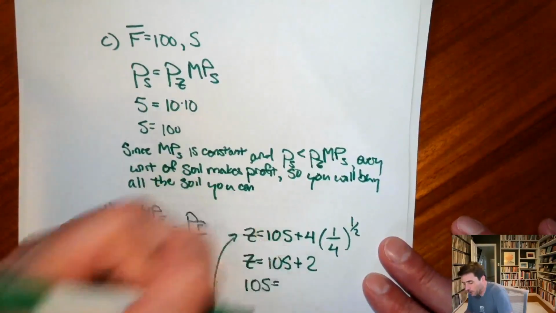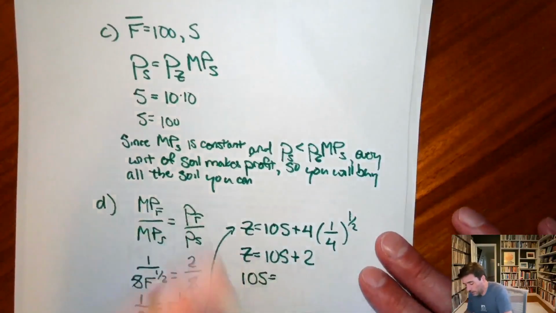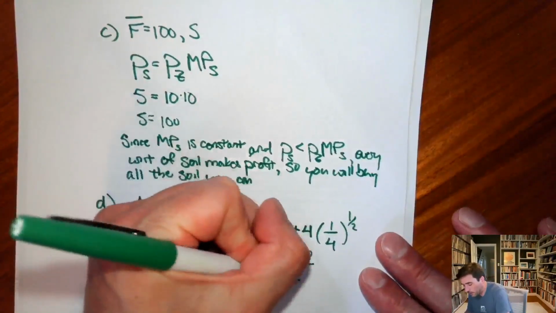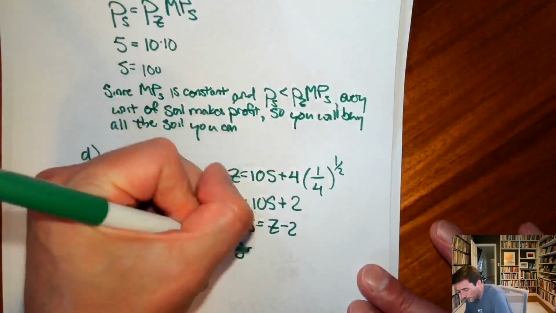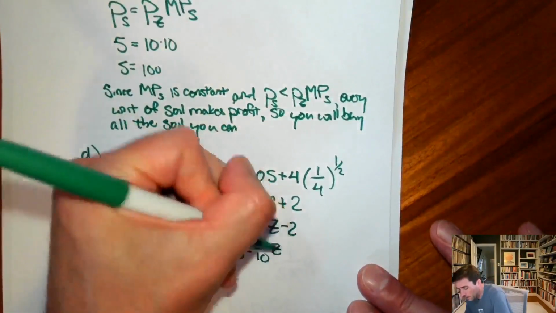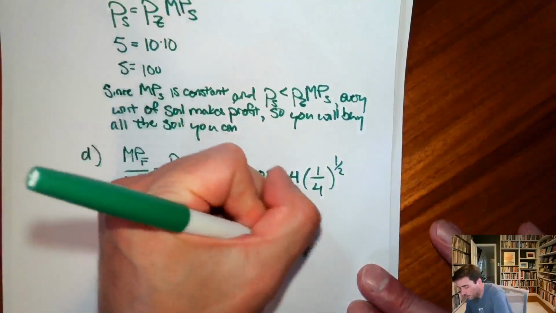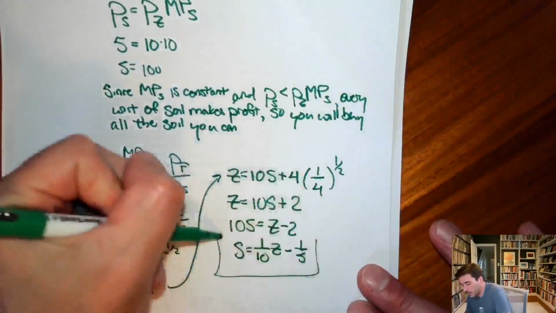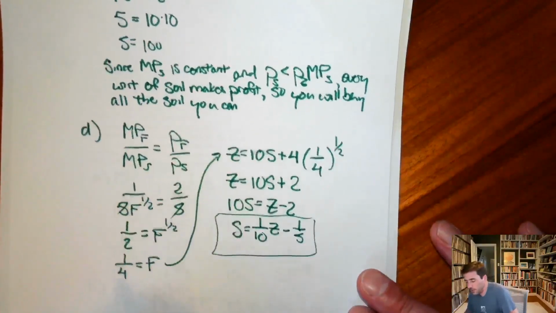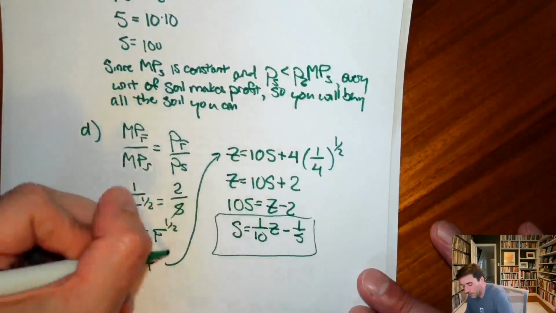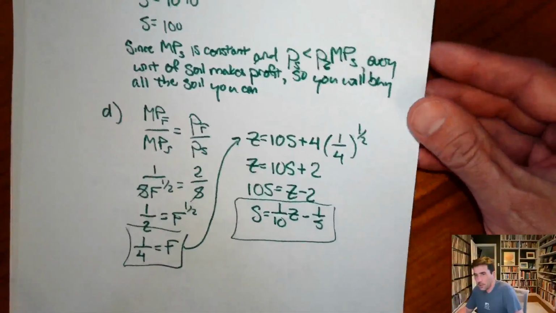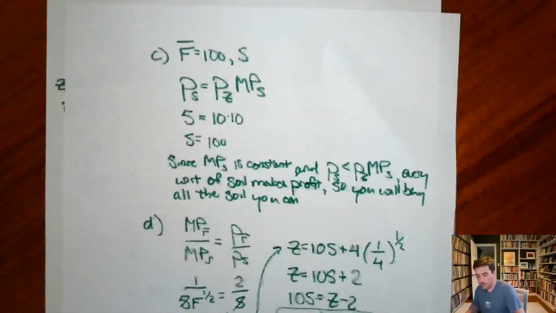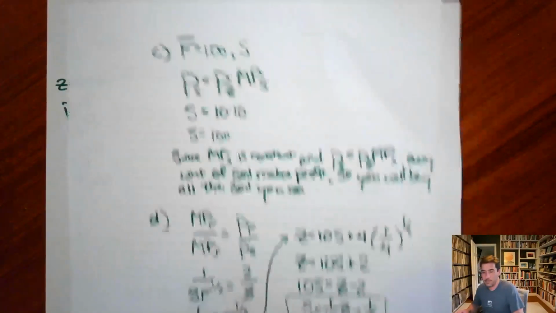So what I'm trying to solve for here is S. So I'm going to say 10S, I'm going to move my 2 to the other side, so that's going to be Z minus 2. Then I'm just going to divide everything by 10. So S is equal to 1 over 10Z minus 2 over 10, which is just 1 over 5. That is my final expression for S as a function of Z, right? And my expression for F as a function of Z was just that 1/4. It actually doesn't depend on what Z is. Okay? And so there's my final answer for part D. So, yep. All right.